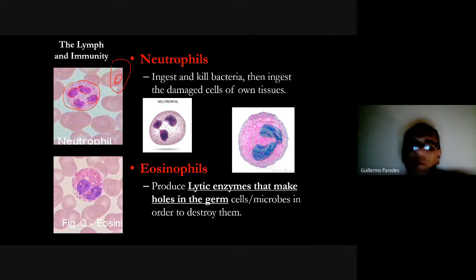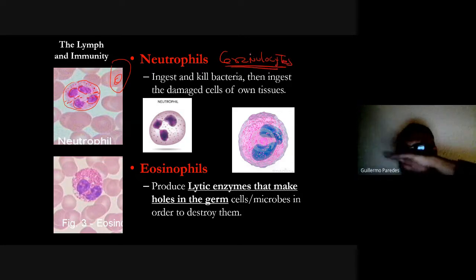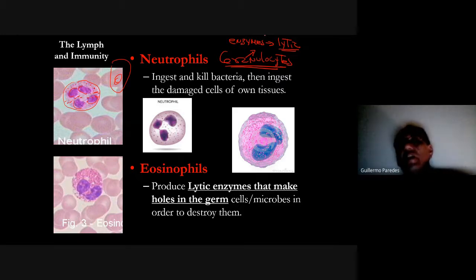All this is segmented. That's called segmented neutrophils, right? So that is the nucleus. And these are going to contain a lot of granules. That's why it's called a granulocyte. This is a granulocyte because they actually have granules. What are these granules? These granules are enzymes that are going to have lytic activity. Lytic means destruction.